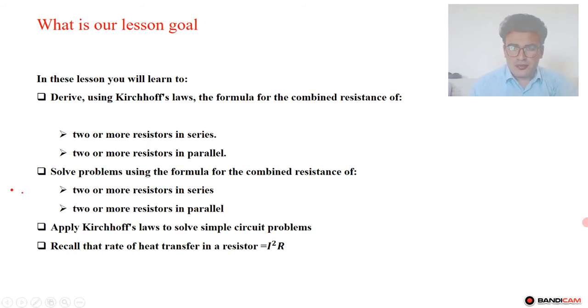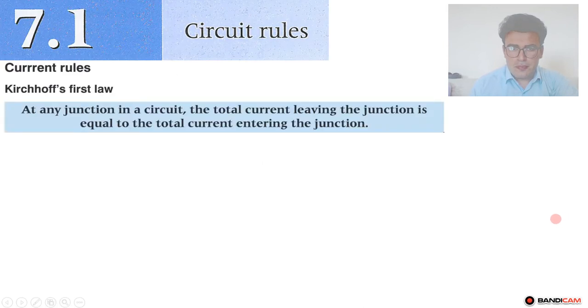Dear student, when we have any electric circuit, we have some rules for it. For example, we have rules for the current and rules for the potential difference, about how they act inside the electric circuit. That's why now we will start with the current rules.